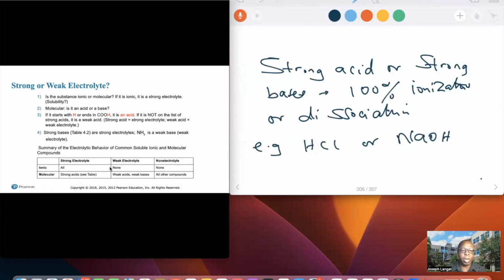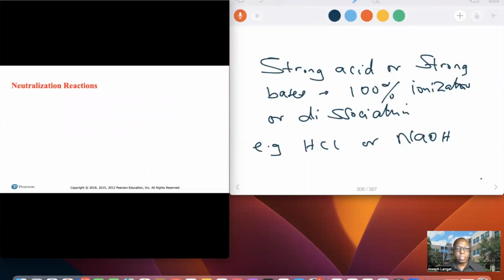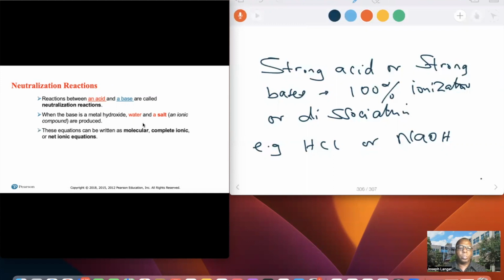Strong acid, strong electrolytes, weak acid, weak electrolytes. Just to revisit electrolytes versus non-electrolytes, in particular looking at the strong acids and weak acids. In a neutralization reaction, an acid and a base react or neutralize each other, and a salt and H2O are produced. These are the products of acid-base neutralization. Just like the precipitation reaction, for acid-base neutralization you should be able to write the molecular equation, which should be balanced, the complete ionic equation, and the net ionic equation.